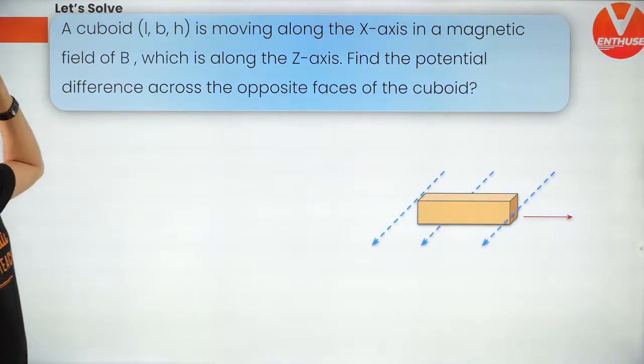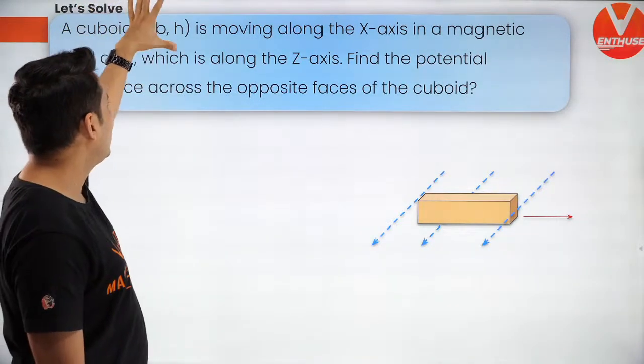Acha, chalo. The cuboid is there of length L, breadth B, height H.